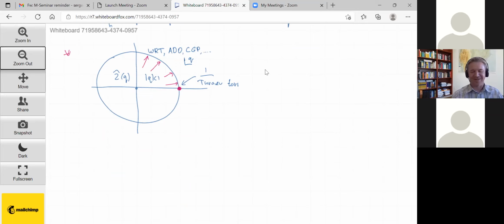Sorry, like I say, there is this conceptual versus concreteness, and I apologize if the first two lectures were too concrete or too specific. But again, I wanted to make sure that we know how to compute it and work with this before we do conceptual things. So this WRT, ADO, CGP, all of them are associated to quantum groups at roots of unity.